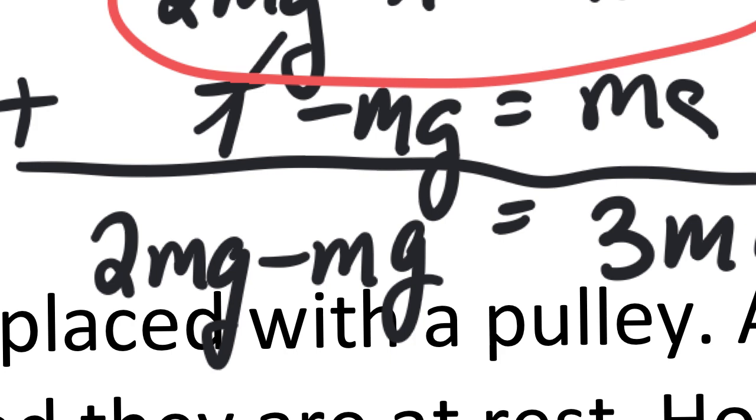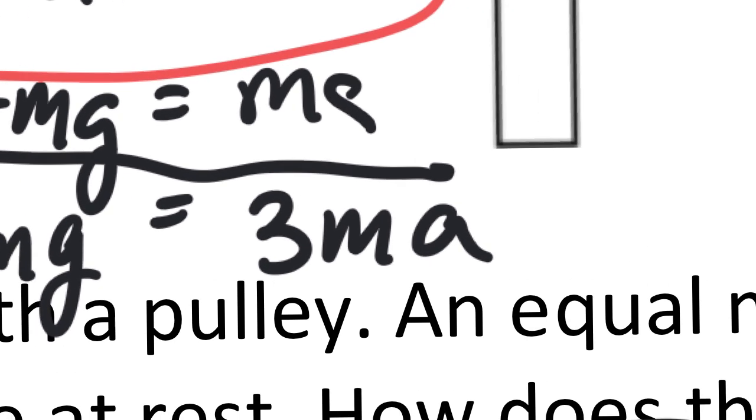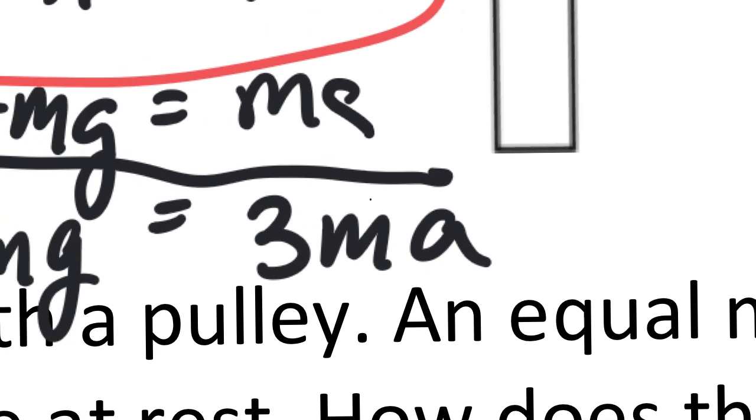The net force was one force on one side subtracted from the other force on the other. It equaled the total mass of the system, 2m plus 3m.